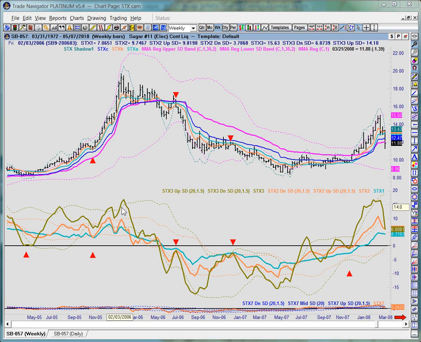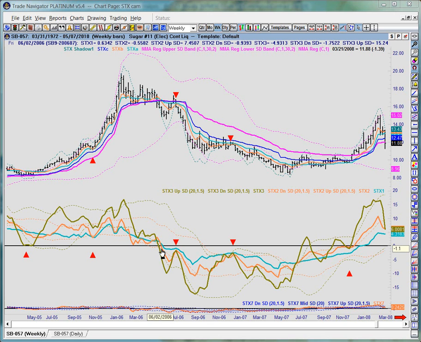The fast line, of course, is very sensitive to price, as you can see, and can turn rapidly and cross through either the medium or slow lines, or for that matter, even the 0 line as well, very quickly. The medium speed line, of course, is a little less responsive to small price changes, yet it too captures the essence of what price action is doing.